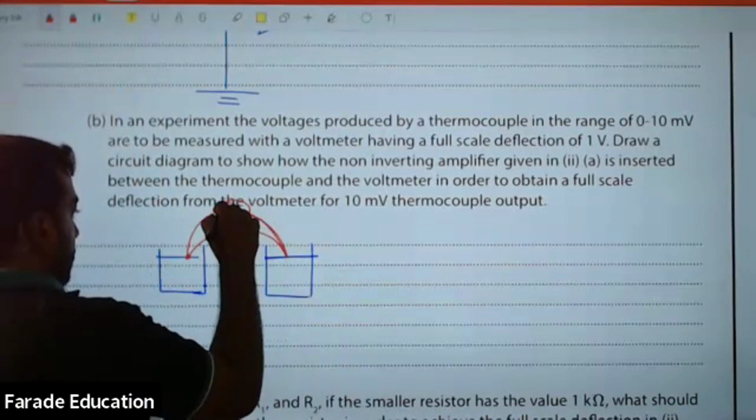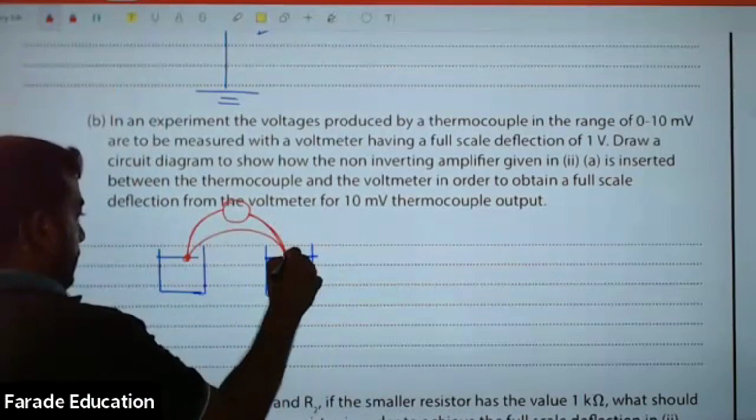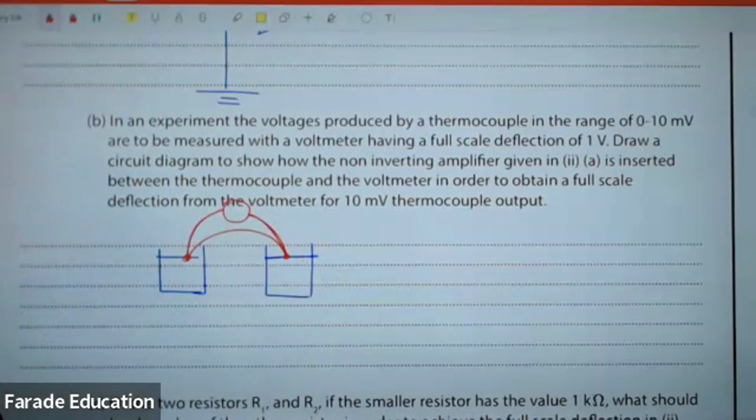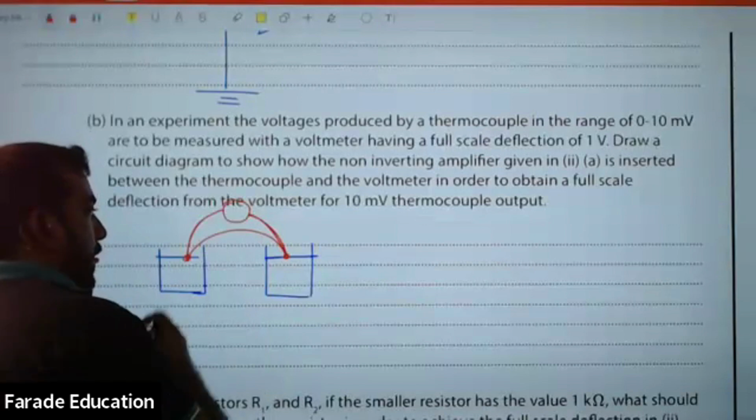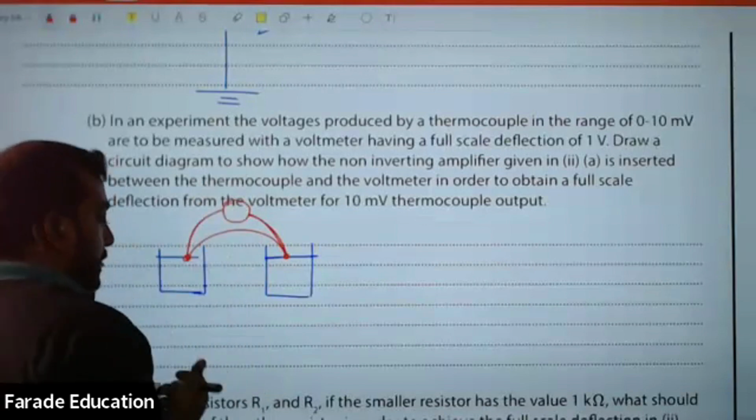There you go, you're measuring. This is what you normally do in a thermocouple. Here we have 10 millivolt. Now you have to amplify the signal, make it bigger.